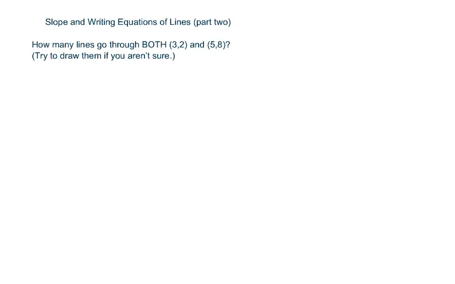To begin with, I want to ask you this question. How many lines go through both the point (3, 2) and the point (5, 8)? So if you were to plot those 2 points, how many lines could you draw that go through both of them? Now, I give you a hint here. Try to draw them if you aren't sure. Most of us are visual learners, so most of us do better when we're able to picture something.